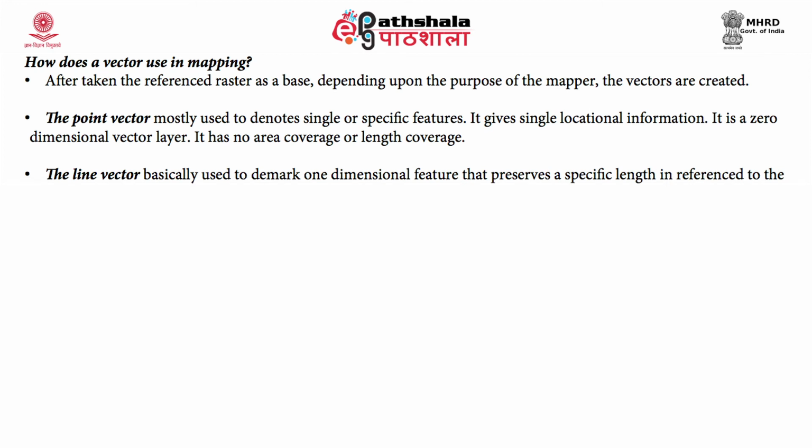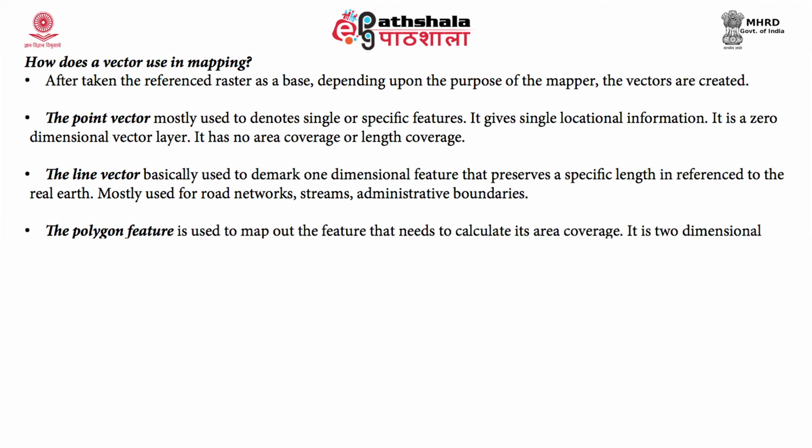The second is the line vector, basically used to demarcate one-dimensional features that preserve a specific length in reference to the real earth. Mostly used for road networks, streams, administrative boundaries.